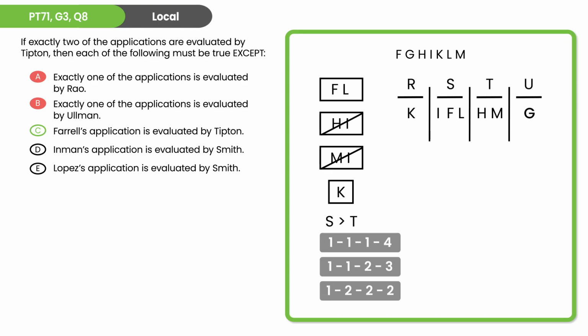Answer choice D says I's application is evaluated by S. That has to be true, so get rid of D. And in E, L's application is evaluated by S. That has to be true, get rid of it. That leaves us with C as the right answer.